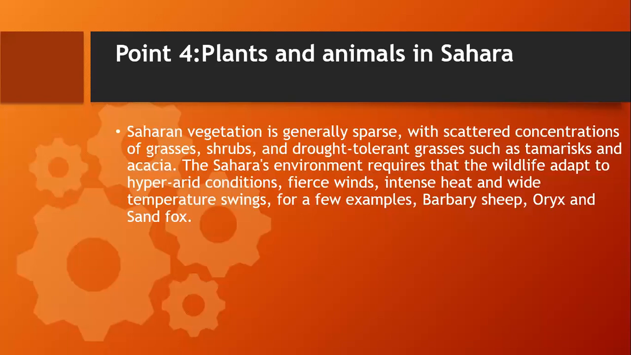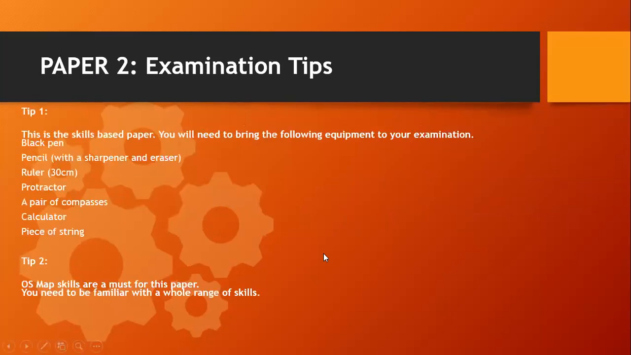For you to get all these 7 marks, you should explain about 3 to 4 points with relevant examples and explanation. Now, let's look into the next paper, which is paper two. Okay, this is the skill-based paper. You will need to bring the following equipment to your examination, which is you must compulsorily bring a black pen, pencil sharpened, and eraser, ruler, protractor, a pair of compasses, calculator, and a piece of string.